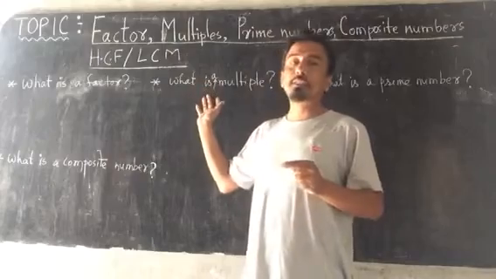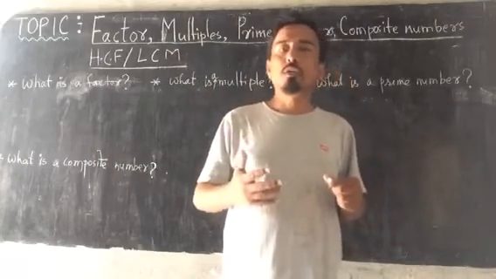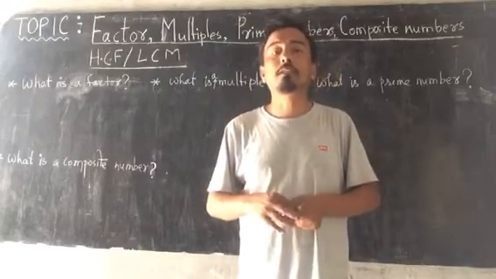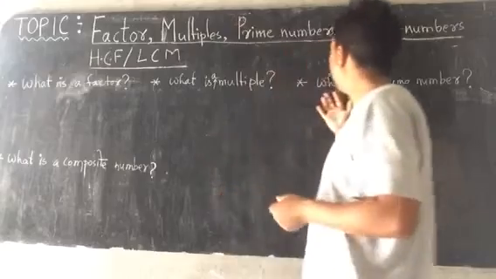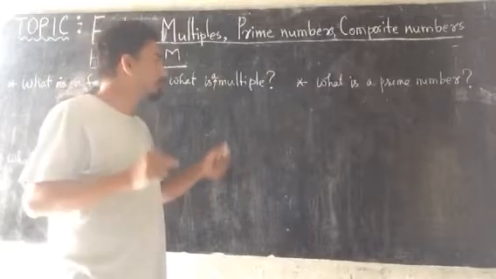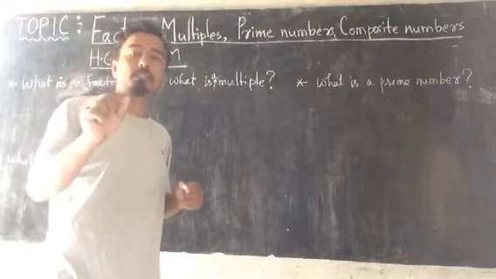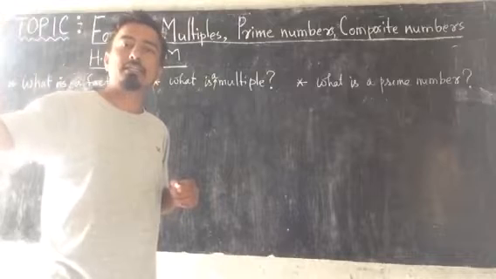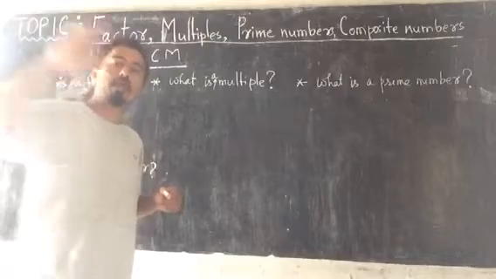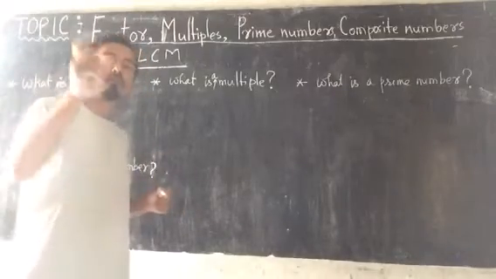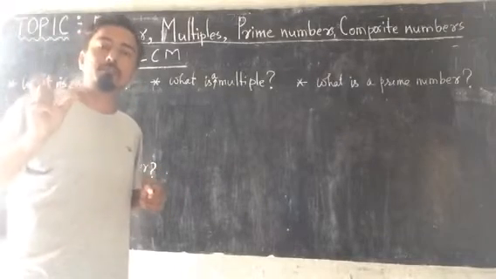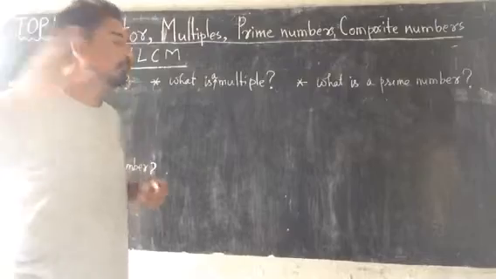But multiples, like if you have to find the multiples of 2, you can get an uncountable number of multiples, which means there is no end of multiples of any number. Multiples of 2 are 2, 4, 6, 8, 10, 12, 14, 16, 18, 20, 22, 24, like that. Any number has an infinite number of multiples. Infinite means there is no end to the multiples of any number.